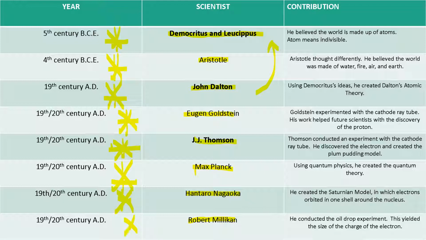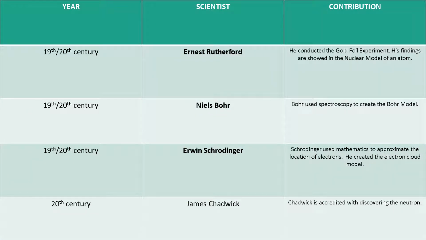Next, we have Robert Millikan, who conducted the oil drop experiment to yield the size of the charge of an electron. Ernest Rutherford conducted the gold foil experiment, and his findings are shown in the nuclear model of the atom. Niels Bohr came next, and he, using spectroscopy, created the Bohr model. And Erwin Schrödinger used mathematics to approximate the location of electrons. He created the electron cloud model.